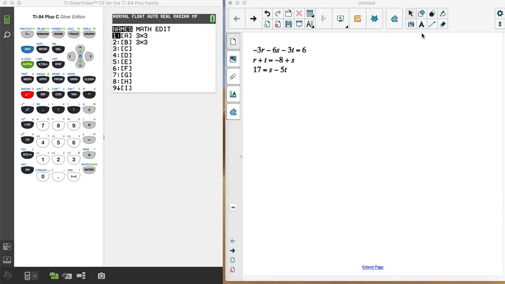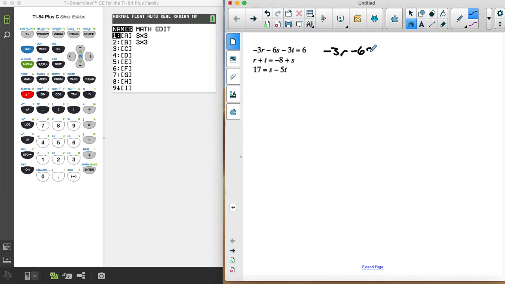the other side. And so if I look here, my first equation is good. So negative 3r minus 6s minus 3t, that equals 6. But if we look at our second equation, we have an s on the right-hand side, so I'm just going to move that to the left. Minus s plus t, and that equals negative 8. And then our third equation, I can just flip those around. So I have 0r plus s minus 5t, and that's going to equal 17.